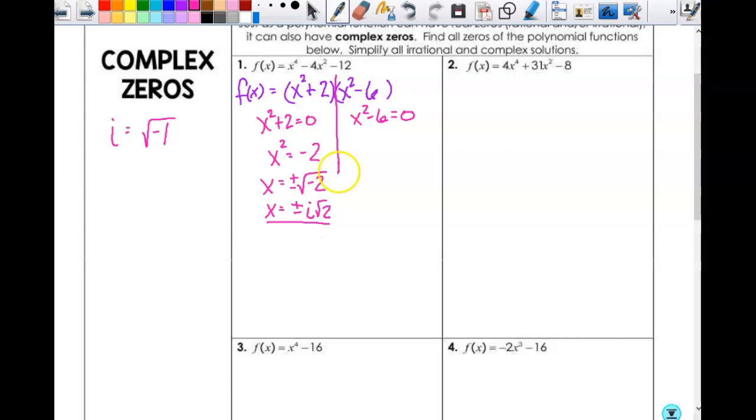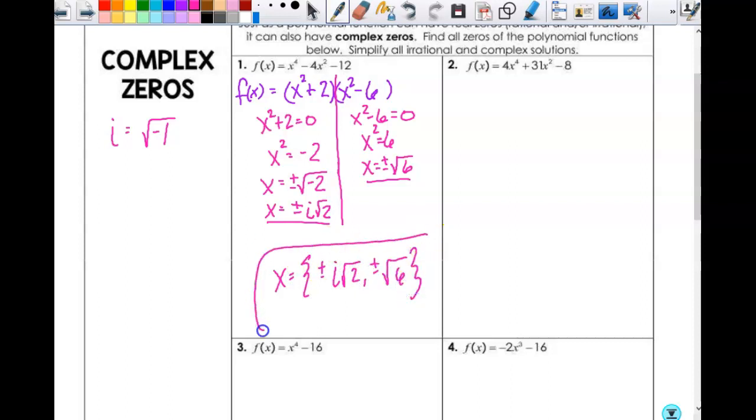All right, so then over here, this means that x squared equals 6. So what does x equal? Good. Okay, good. Plus or minus the square root of 6. Don't forget the plus or minus. So that means that my zeros here are plus or minus i times the square root of 2 and plus or minus the square root of 6. And when you have the plus or minus, I mean, which one comes first? You could argue it either way, so it's fine. Everybody good so far? Remember the imaginaries, yes?